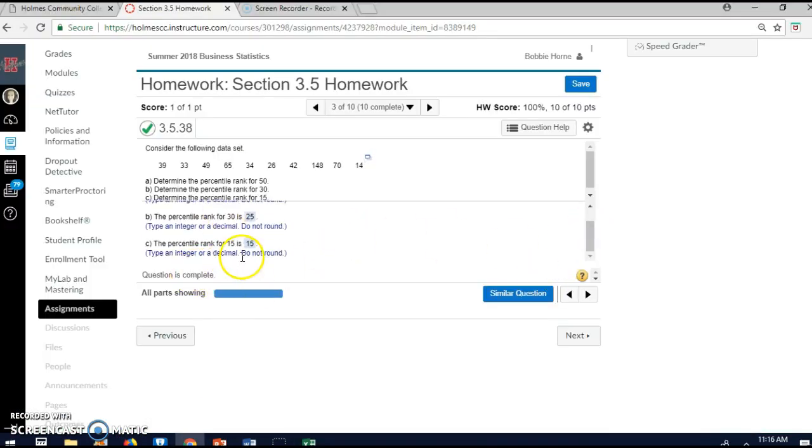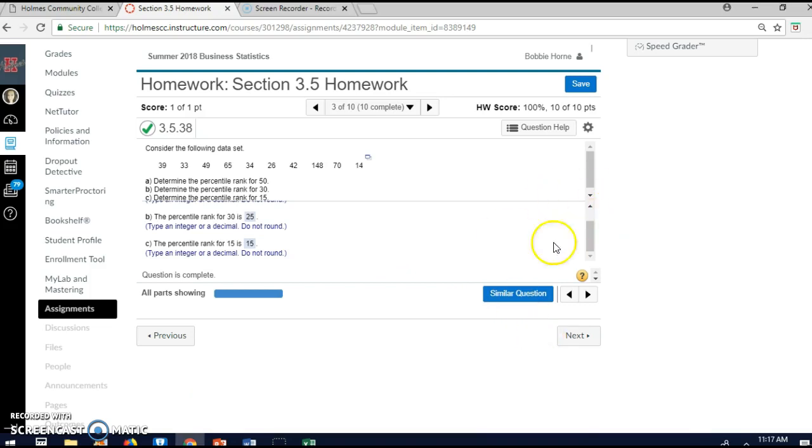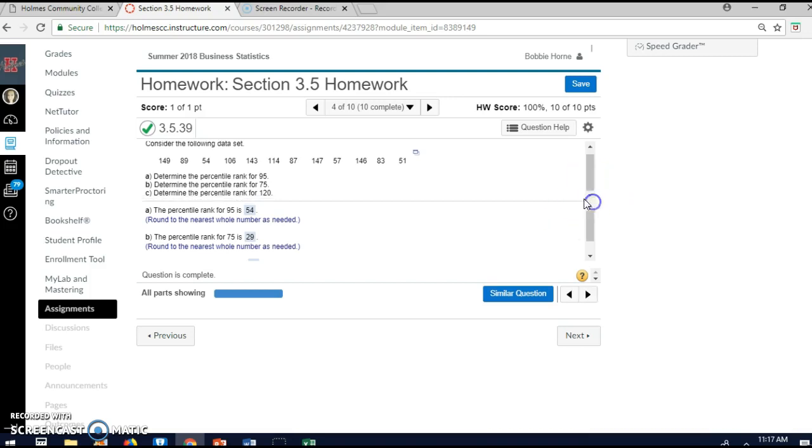And then the rank for 15, well, you only have one number below 15. So 1 plus 0.5 would be 1.5 divided by 10 would be 0.15, times that by 100, and you would get the 15th percentile. So that's all for question number 3. Question number 4 is the same thing.